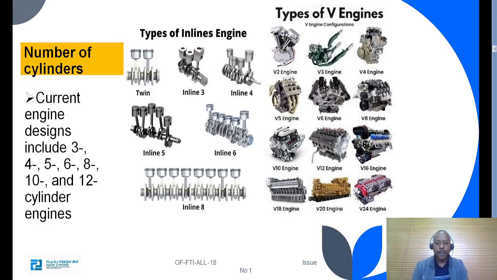The number of cylinders. The engine can be classified based on the number of cylinders. The current engine designs include 3 cylinder, 4 cylinder, 5 cylinder, 6 cylinder, 8 cylinder, 10 cylinder, and 12 cylinder engines. This picture shows the different types of inline engine based on the number of cylinders. The twin, 2 cylinder, 3 cylinder, 4 cylinder, inline 5, inline 6, inline 8.